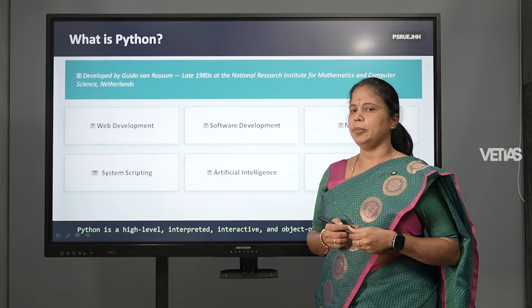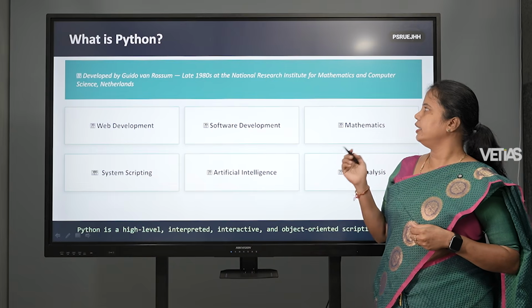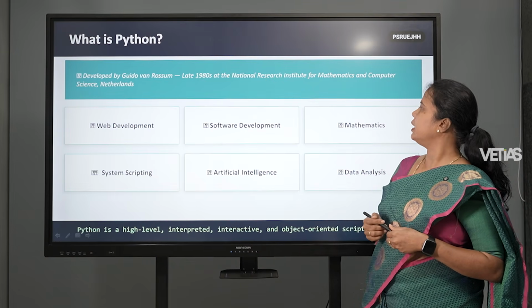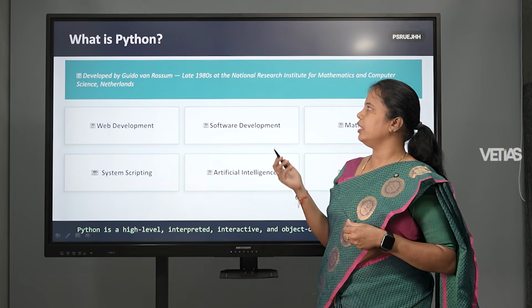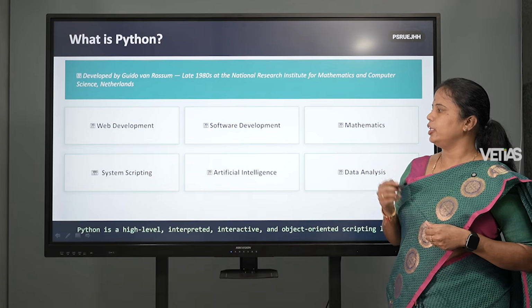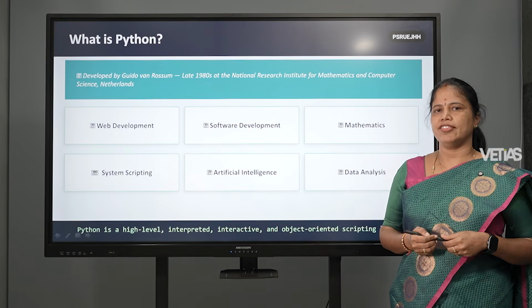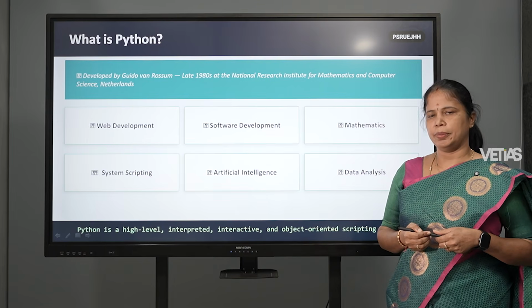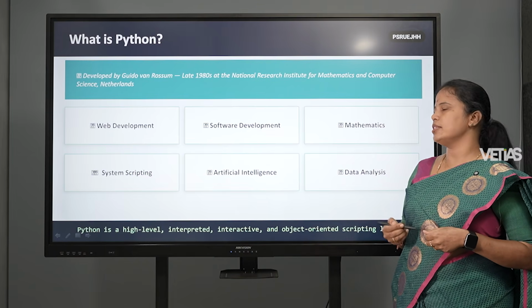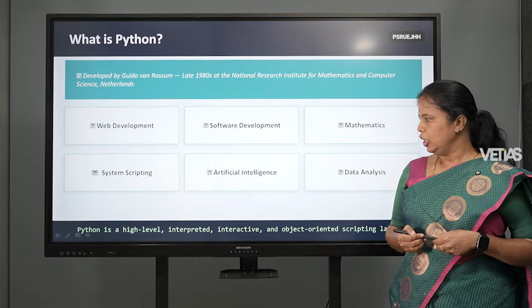It was developed by Guido van Rossum in the late 1980s at the National Research Institute for Mathematics and Computer Science in the Netherlands. Python can be used for web development, software development, mathematics, system scripting, artificial intelligence and data analytics. These are different applications where Python can be used.